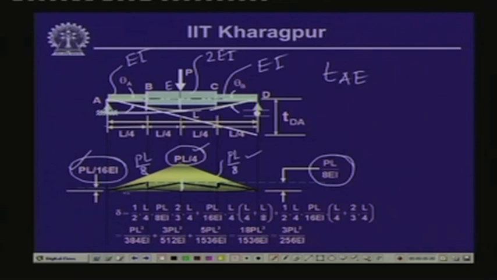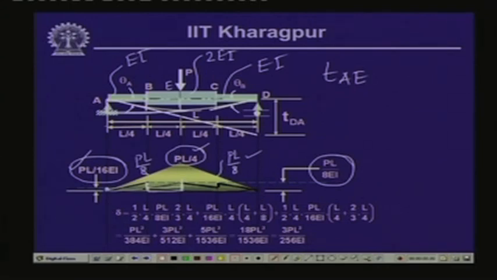Now, this M by EI diagram which we have drawn, we can divide it into 3 segments. One is this triangular part, then we have this trapezoidal part, and this trapezoidal part we can divide into 2 areas. One is the rectangular part, another one is the triangular part. If we take the moment of this particular half with reference to point A, then what do we get?